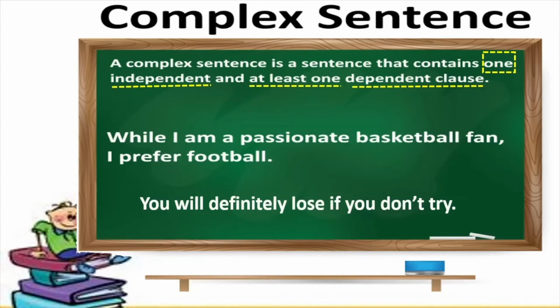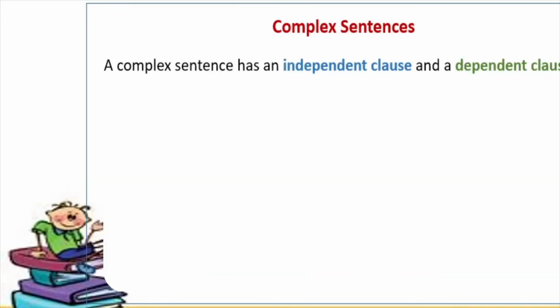You will definitely lose if you don't try. So, you will definitely lose is the independent clause. It has got complete meaning. It doesn't need support from anything else. If you don't try is the dependent clause here. So see, in these examples, you have one dependent clause and one independent clause. So these are examples of a complex sentence. Once again, a complex sentence has an independent clause and it has got a dependent clause also.